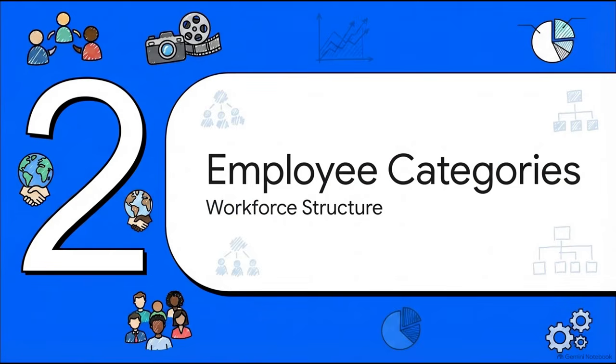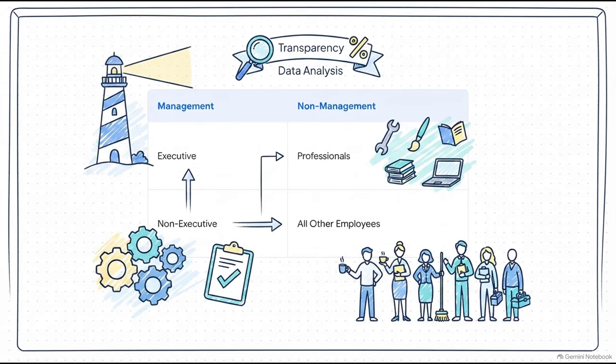Moving right along to Section 2, the 4 key employee categories and structuring the workforce. To make sense of all this data, it really helps to visualize the workforce breakdown as a clear 2x2 grid. The standard mandates 4 distinct categories here: executive management, non-executive management, professionals, and all other employees. This neatly categorizes every single employee, from the top executive steering the ship right down to all other staff members. It's all about ensuring total transparency at every single level of the corporate hierarchy.